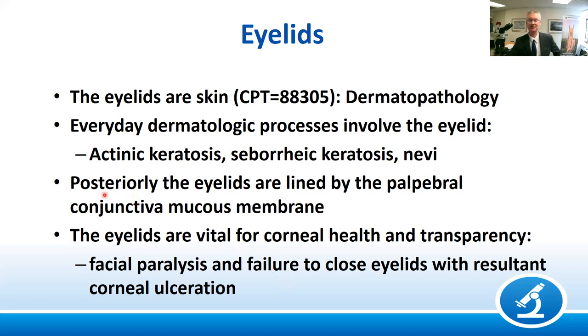As we mentioned earlier about the conjunctiva, posteriorly the eyelids are lined by the palpebral conjunctiva mucous membrane, and the eyelids, working in conjunction with the conjunctiva, are vital for corneal health and transparency. Facial paralysis and failure to close the eyelids, with resultant corneal ulceration, can occur and will occur if you have damaged eyelids.